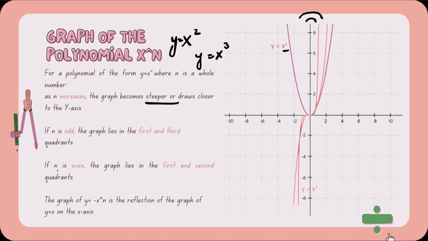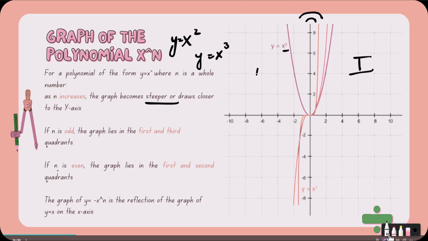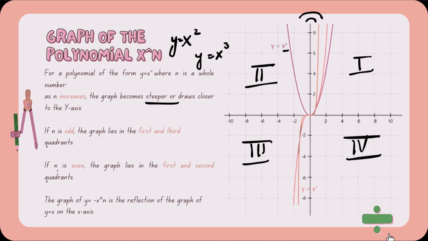So if n is odd, the graph lies in the first and third quadrant, right? So what is the first and third quadrant? Let's revise. So we have the first quadrant, second quadrant, third quadrant, and fourth quadrant, right? So if n is an odd number like 3, 5, 7, what happens? It'll be in the first and third quadrant. As you can see, x raised to 7 is in the first and third quadrant.